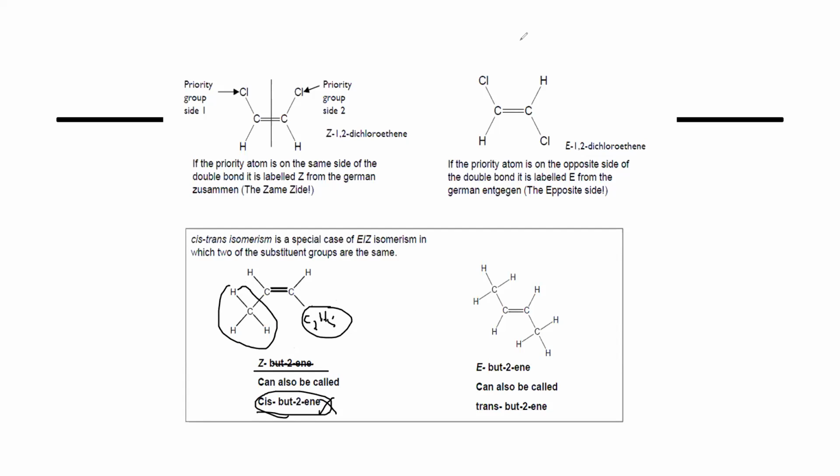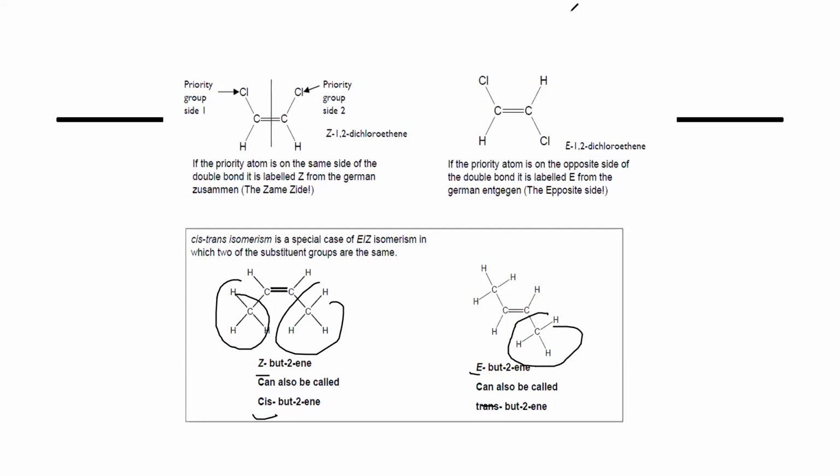Is it clear? In what case can we use cis? In this case, because the substituent groups are same, we can use cis or we can use Z, because the substituent groups are same and they are on the same side. But if substituent groups are same and on the opposite side, we can use E or trans. But if the substituent groups are entirely different, then we cannot use cis or trans. In that case, it is only Z or E. Is it clear, this point? The geometrical isomer of alkenes.